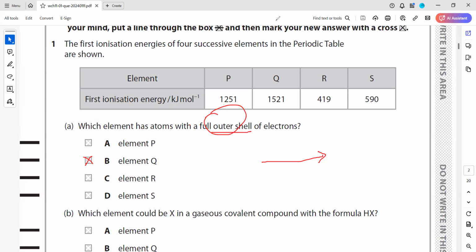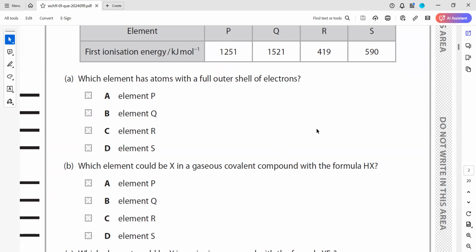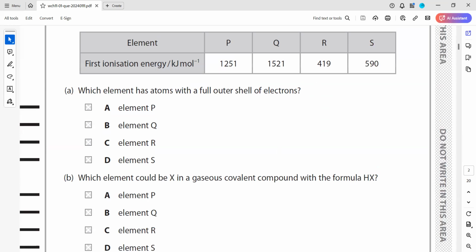Then which element could be X in a gaseous covalent compound with the formula HX? So which one is a group 7 element? How do we identify the group 7 element? Q is group 8, and these are the successive elements. So before group 8, which element will be there? Group 7 will be there.